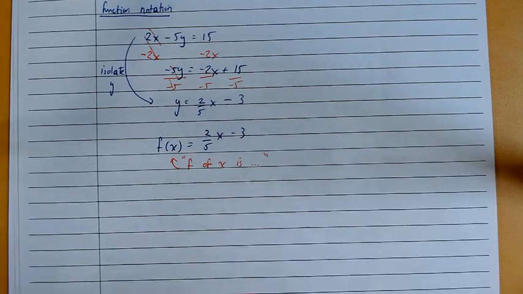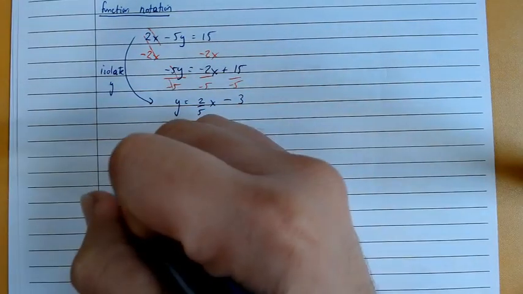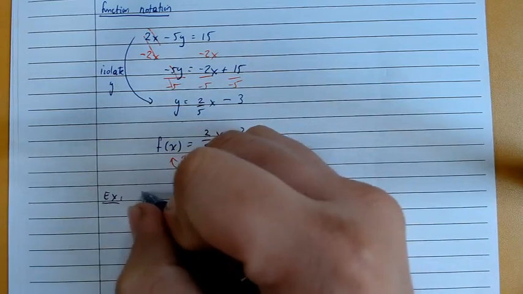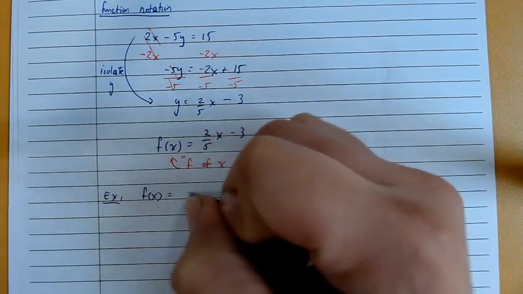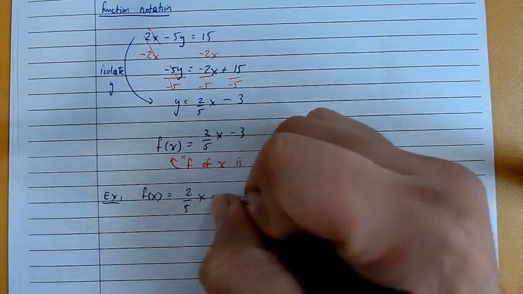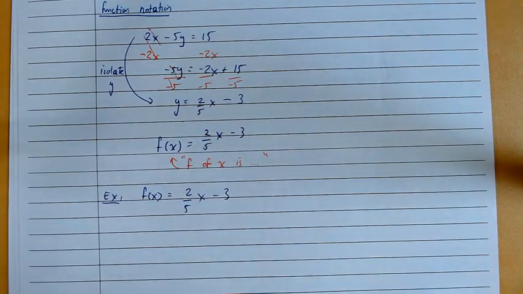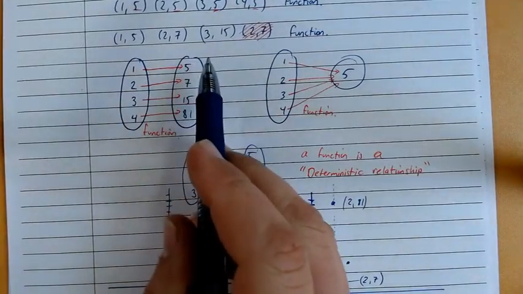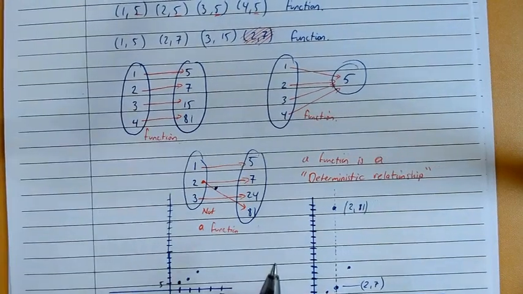The way function notation works is as follows. Let me keep using this example here. Let's say I have my function f of x is equal to 2/5 x minus 3. Well, with a function, once I know what x is, that uniquely tells me what y is, and there's no other choice. There's only one correct answer. Okay?